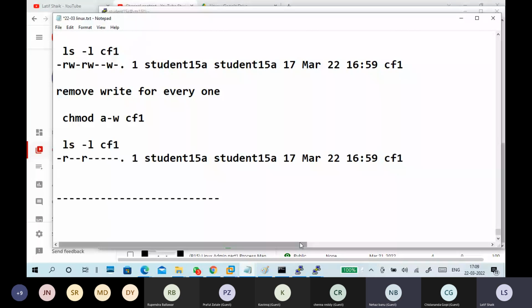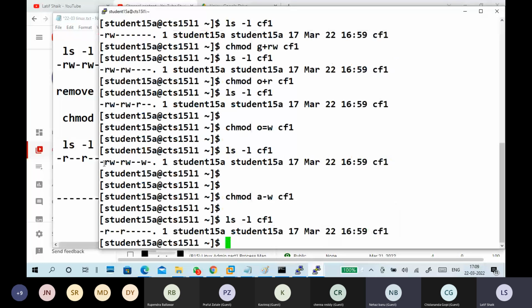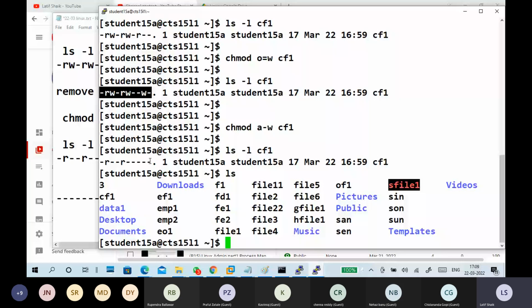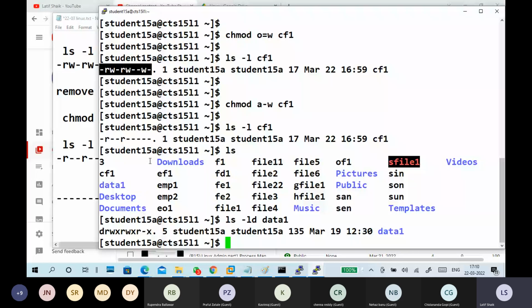Just before, I told you x permission is only for executable files or directories. Normal files don't have x permissions. If I have any directory, ls -ld data1, see, x permission is on the directory, but not on the files. If a file is executable type, then we can execute it. So what is that executable kind of stuff? We'll see.